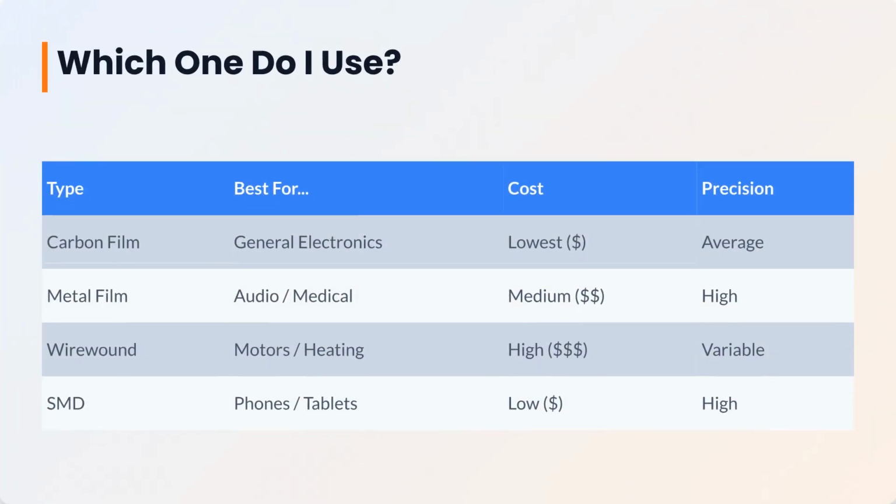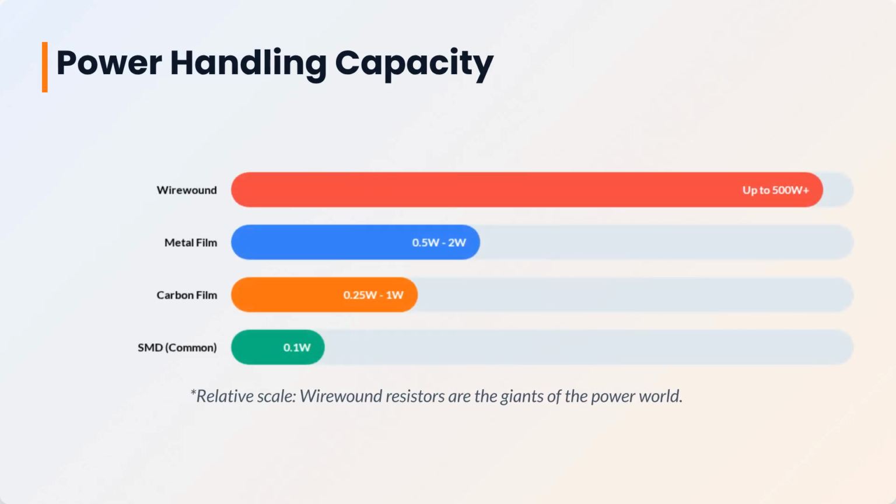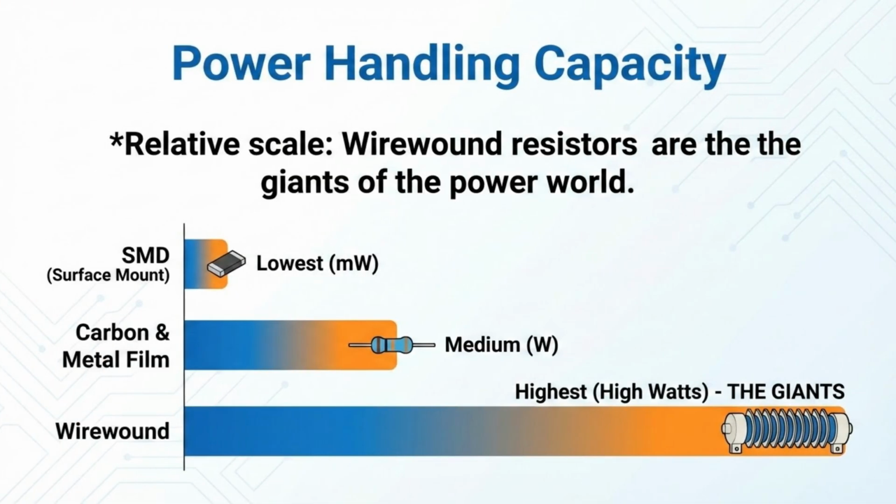When selecting a resistor, consider its type for specific needs. Carbon film is best for general use, metal film for high precision, and wirewound for high-power applications like motors. Power handling is crucial. Wirewound resistors are the giants, handling hundreds of watts. Metal and carbon film are rated in the 0.25 to 2 watt range, while common SMD resistors are lower, around 0.1 watt. Visually, the power handling capacity is clear.